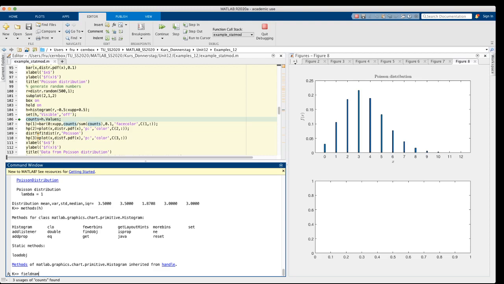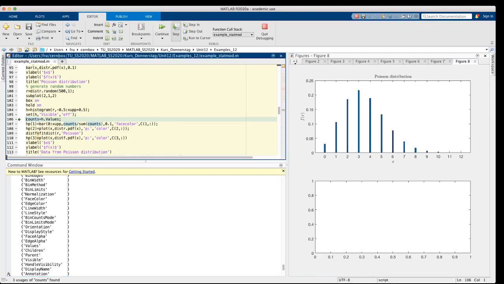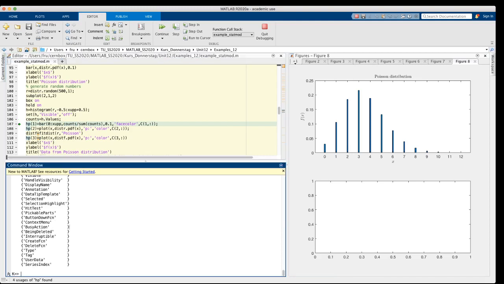Sorry, this was not correct. This is a field of the object, not a method. Sorry. So one of the fields is called values, and this is just a vector of the group counts. So let's have a look at the counts in this histogram. And the counts are just a vector of integers corresponding to each of the groups or bins in the histogram.